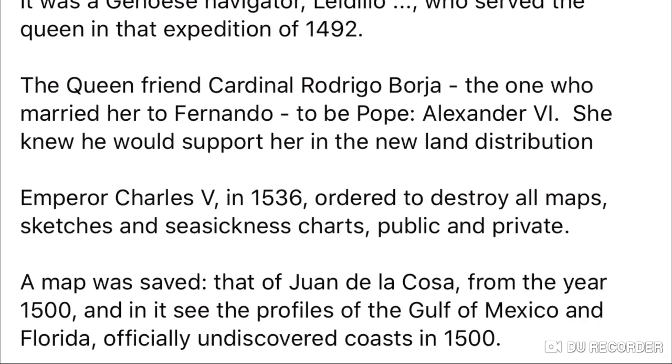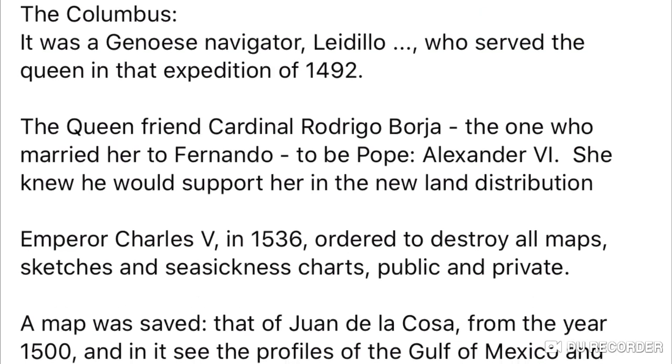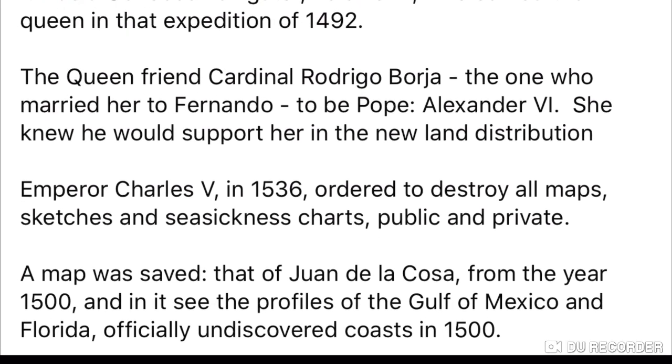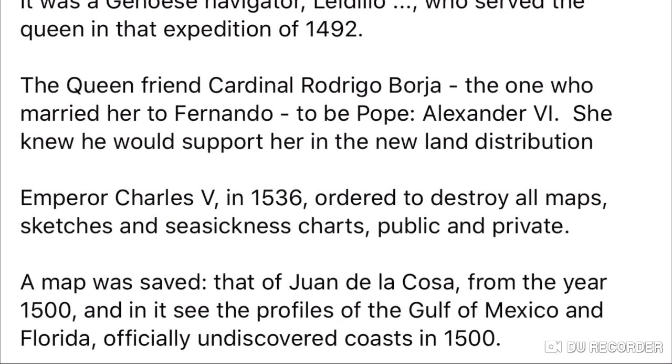And he was to be Pope. So Rodrigo became Pope Alexander VI. She knew he would support her in the new land distribution, so it wasn't no discovery. It was a land distribution between Portugal and Spain. We know that from the demarcation.